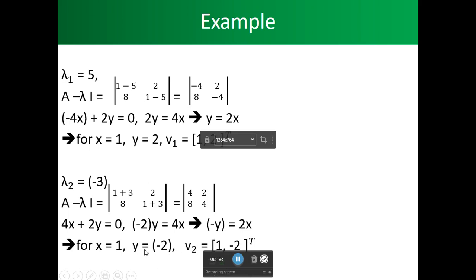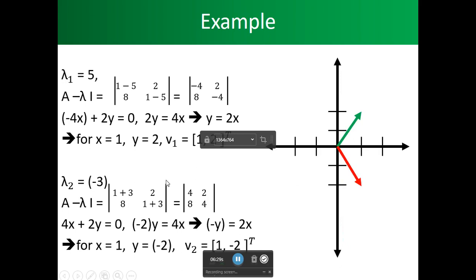And so now we've found, if we plug in x equal 1, then we can see that y equals minus 2. So now we have our second eigenvector. And what does it look like? Here we have our first eigenvector, which is 1 and up 2. And then we find our second eigenvector, which is 1 and minus 2.